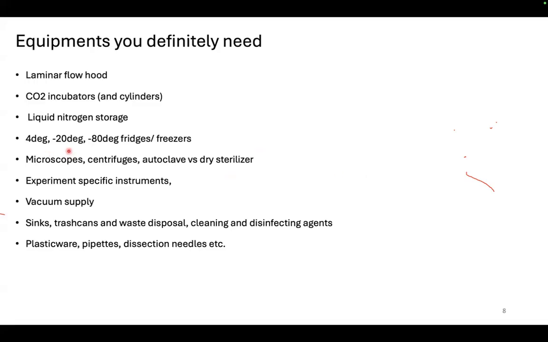This goes for everything that's at minus 20 or minus 80 degrees. You would need microscopes; we talked about that briefly. Then a centrifuge, which you'll use to spin the sample. Centrifuge speed can go from 300 RPM all the way to 16,000 RPM, so revolutions per minute.